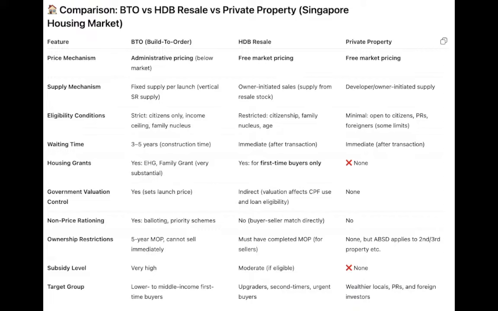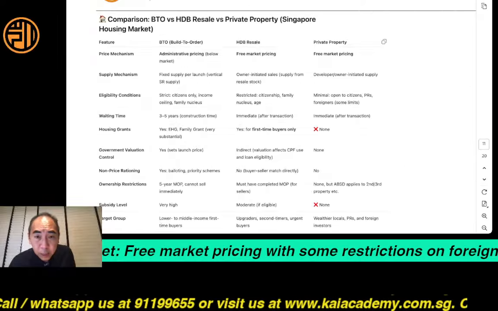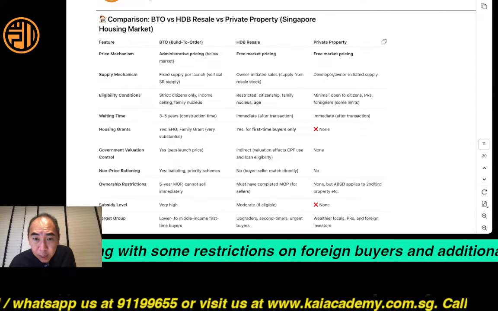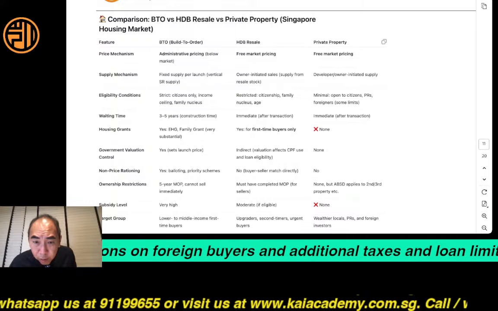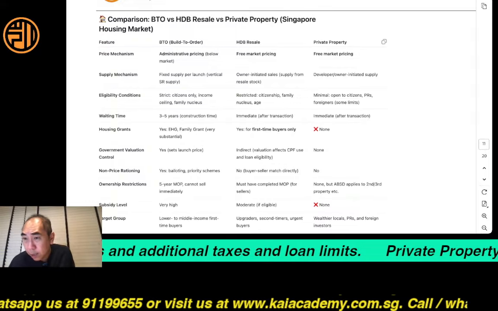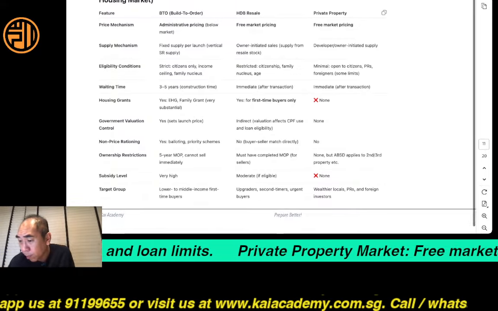So this information here you can see. For those of you who are my students, I will also upload a PDF version of these slides, right, onto the Telegram, so you can also refer to this information without having to like screenshot off the YouTube screen. Alright, okay, so this is the HDB resale market. So next, let's move on to the next slide.